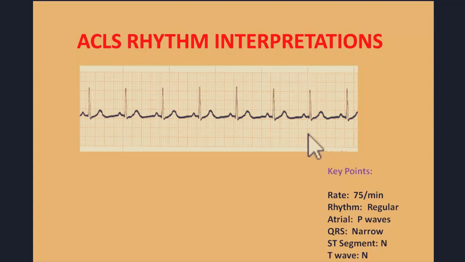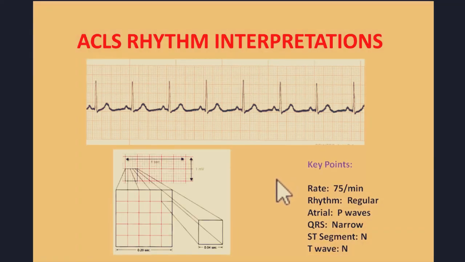The normal sinus rhythm, of course, does not need any treatment of any sort. So let's move to the next one. We talked about how to determine the rate based on the paper speed, which is 25 millimeters per 1 second.